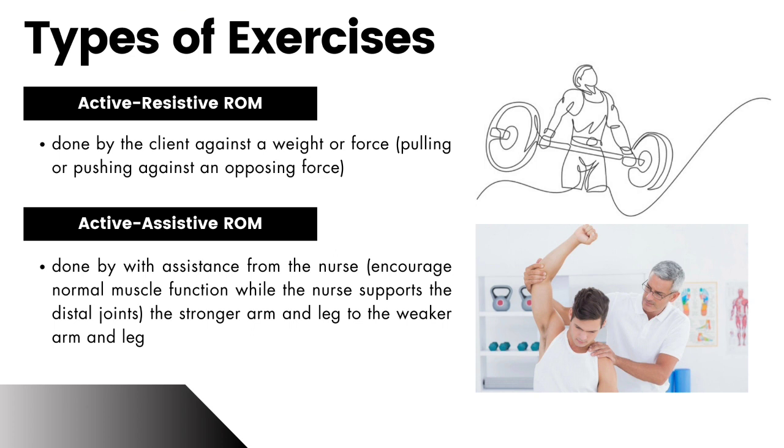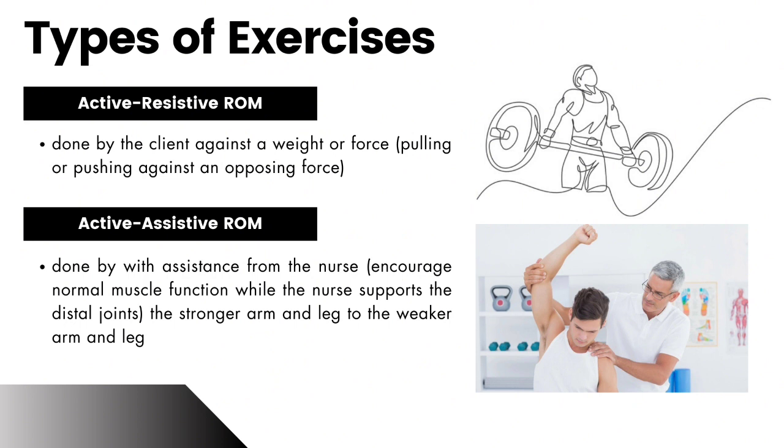Another type of exercise is active assistive ROM, done with assistance from the nurse, to encourage normal muscle function while the nurse supports the distal joints, using the stronger arm and leg to assist the weaker arm.